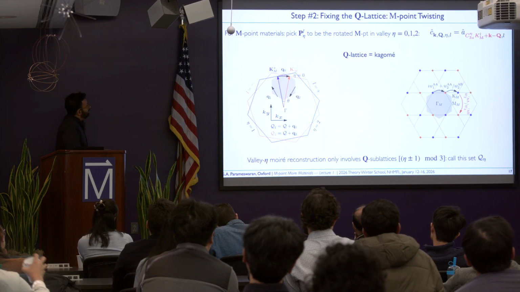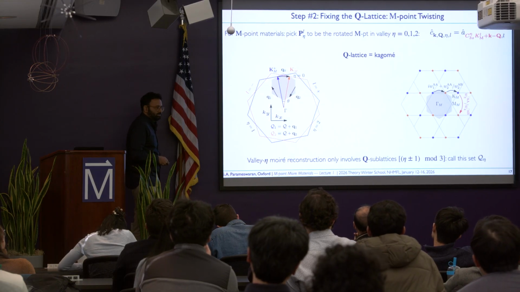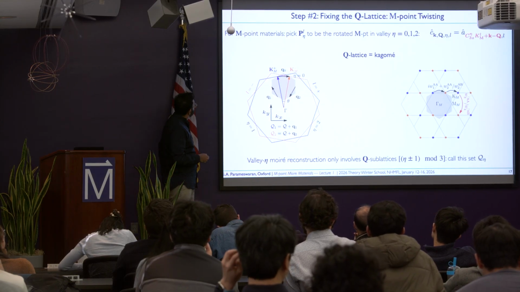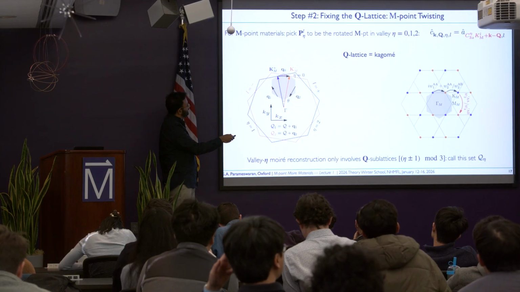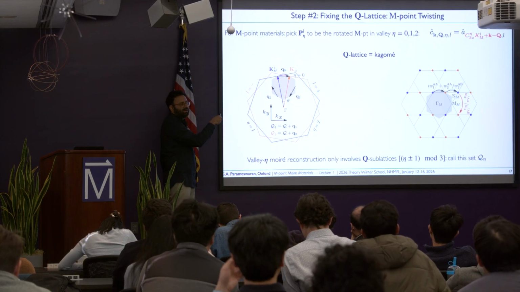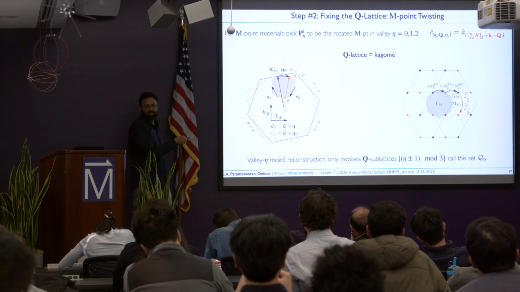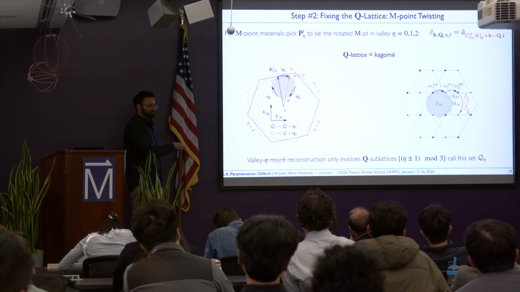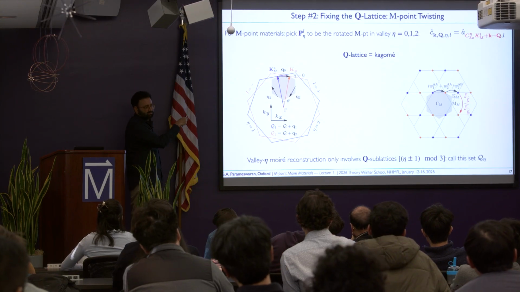Now, the next thing you can do is think about how this works for M-point twisting. This is the thing I care about, so I'm going to go slowly here. Let me pick it to be the rotated M-point valleys eta equals 0, 1, and 2, and I'll count valley. By the way, for graphene it's nice because I can just do plus or minus. Of course, since I have 3 of them, I'm just going to do 0, 1, 2, and then count everything modulo 3. So 3 goes back to 0.